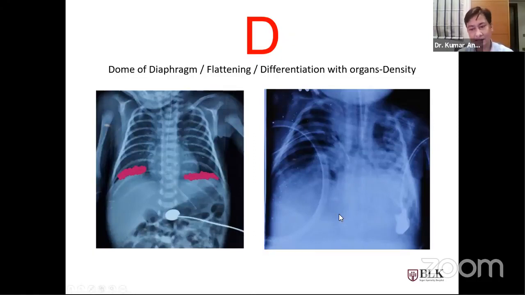Like in this X-ray of a diseased lung, you can see the heart border is not visualized on both sides, so probably there is a lesion in the middle lobe on the right side and the left upper lobe. But the diaphragm is also not visualized, and you cannot differentiate between the heart, diaphragm, and the liver. So probably both sides' lower lobes are also involved.